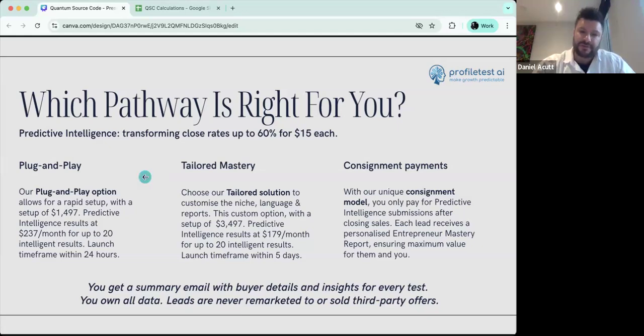Now, the other option, which is my favorite one, obviously my favorite one, not because it's more of an investment, but because it's more tailored, is $3,497. And what we do with this and why it's that much more is because we custom build the reports for you based on your target audience.